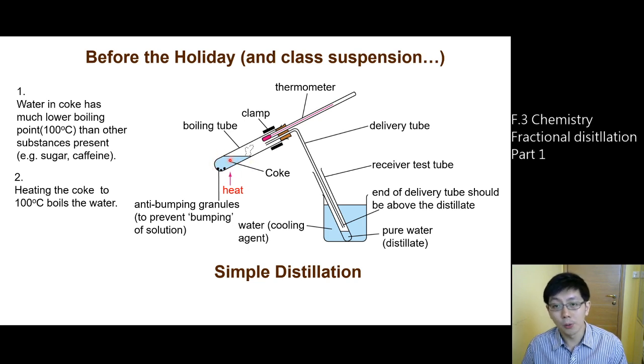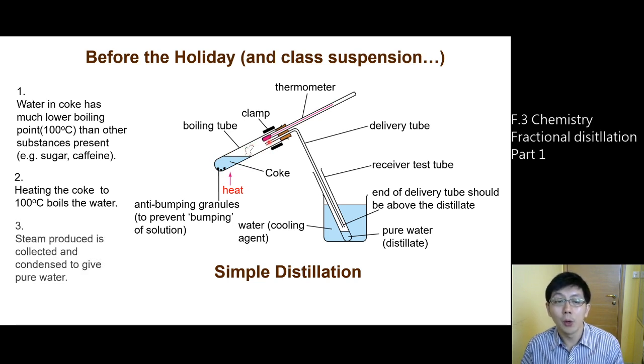When the water boils, it will turn into gas form. This is steam. It will enter the delivery tube, go to this test tube, be cooled down in this area, and be condensed to give you back water. So in Form 1, you learned this method for water purification to get clean water for drinking. Now this is also a method for separation of some substances from a mixture. We'll discuss it at the end of the term.